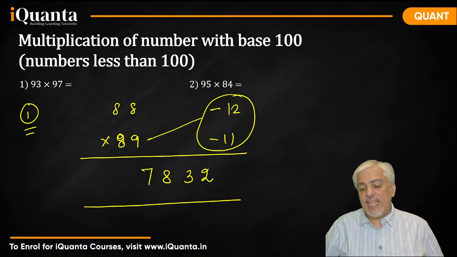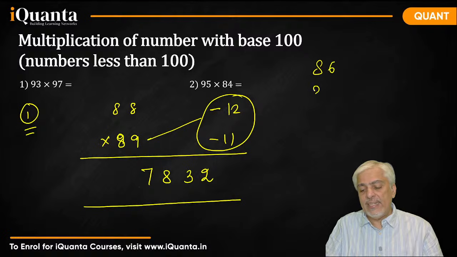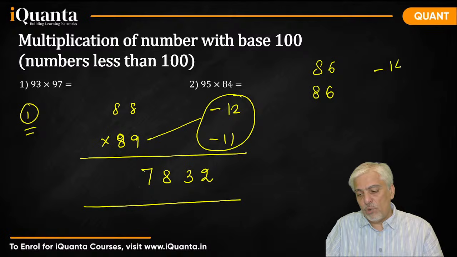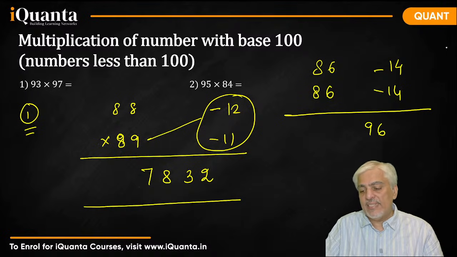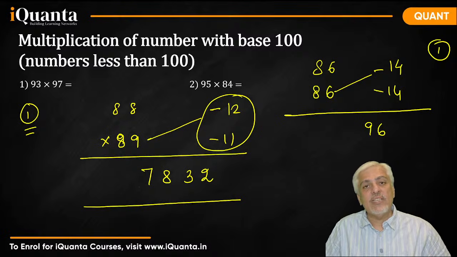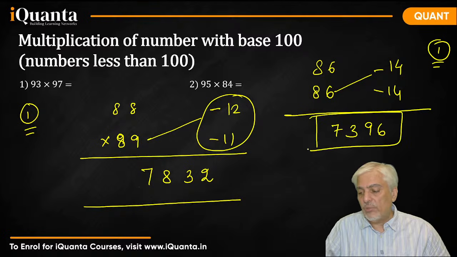So whenever there is a carry forward, the method is not that great. Suppose I want to do this for 86 multiplied by 86. So this is negative 14, negative 14. 14 fourteens is 196. So 96 and 1 carry over. 86 minus 14 is 72. 72 plus 1 is 73. So 7396.